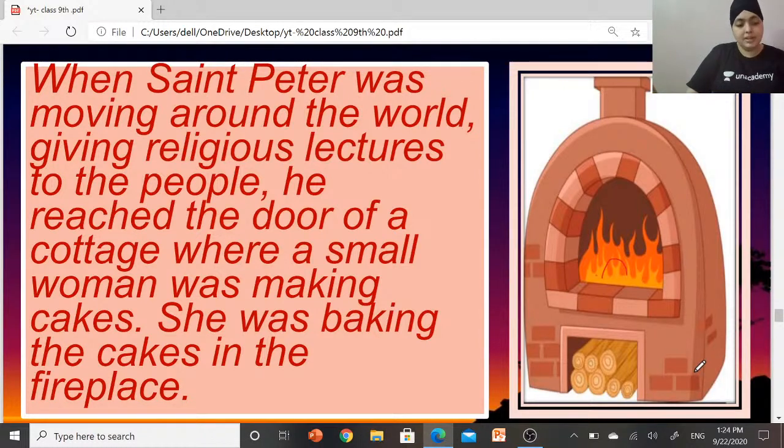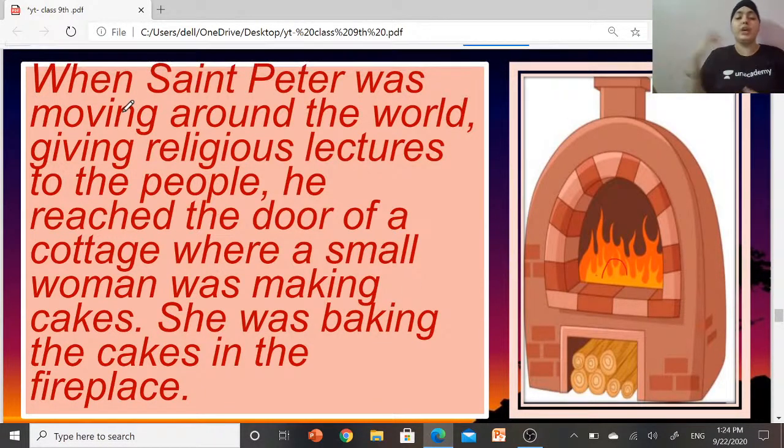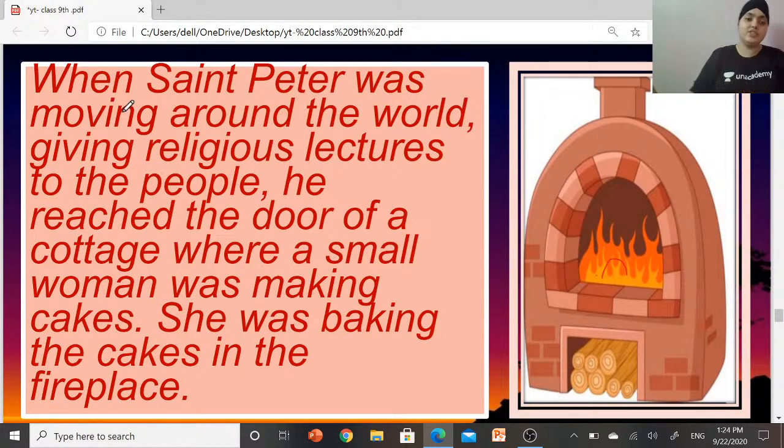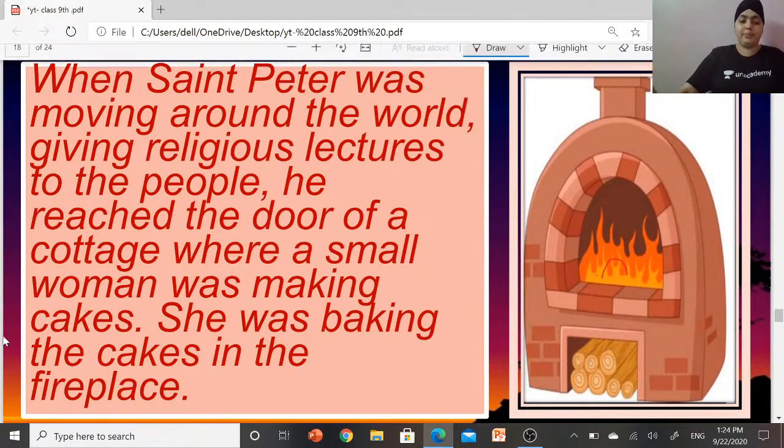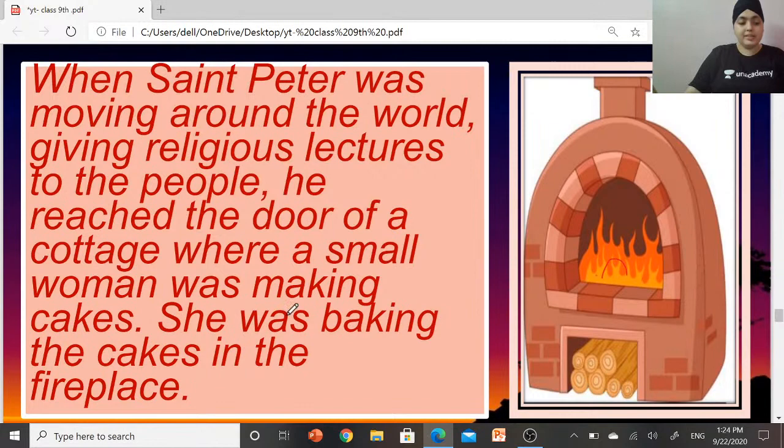you, welcome. So this is a kind of a fireplace, which is called earth. Okay, so when Saint Peter was moving around the world giving religious lectures to the people, he reached the door of a cottage where a small woman was making cakes. She was baking the cakes in the fireplace, and this is the fireplace. Is it clear?